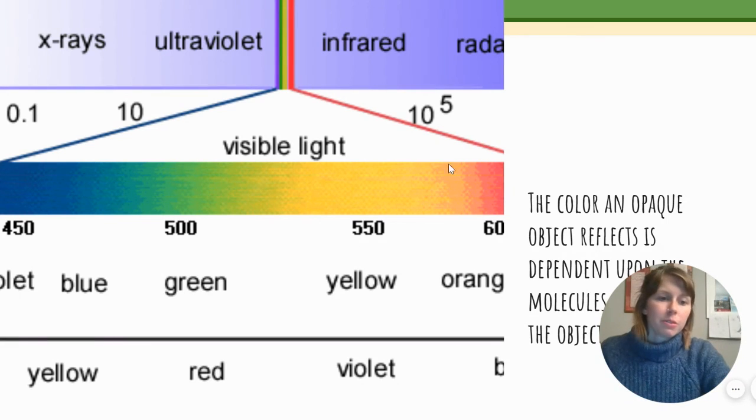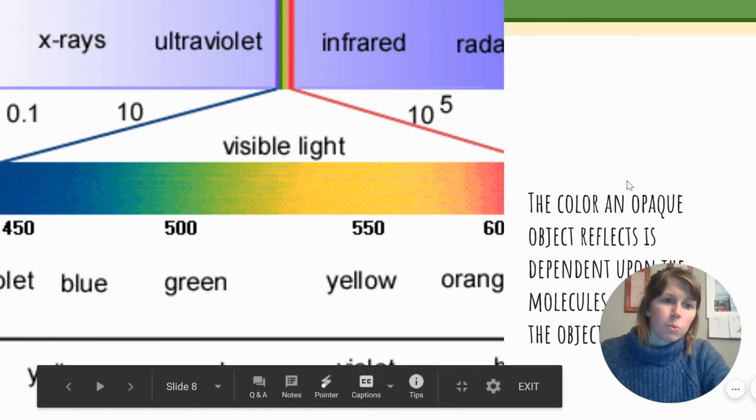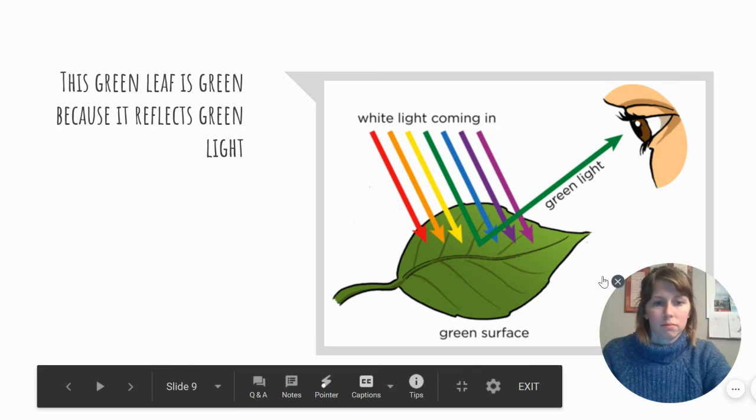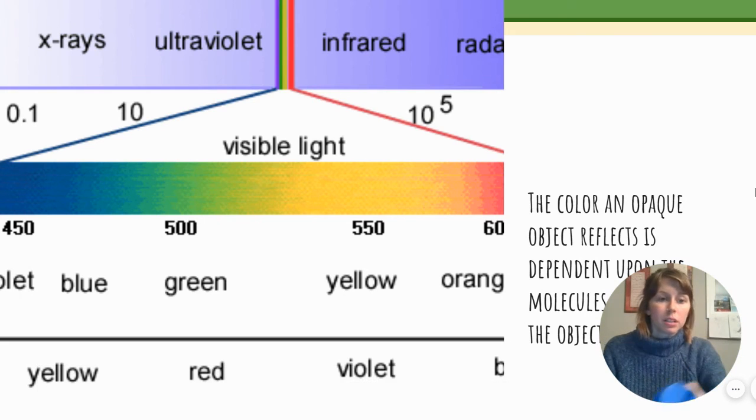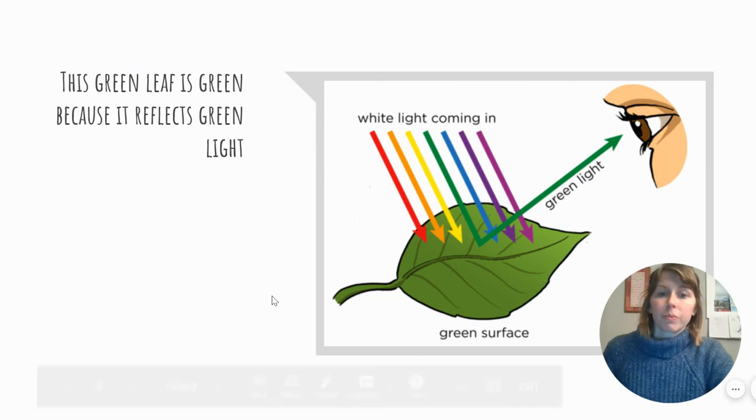So then you should ask, why is this blue and not yellow? Well, it's made of different molecules, and depending on their shape and their structure, they will reflect or absorb different light based on their chemical structure, which is a lot more complicated than we need to know.